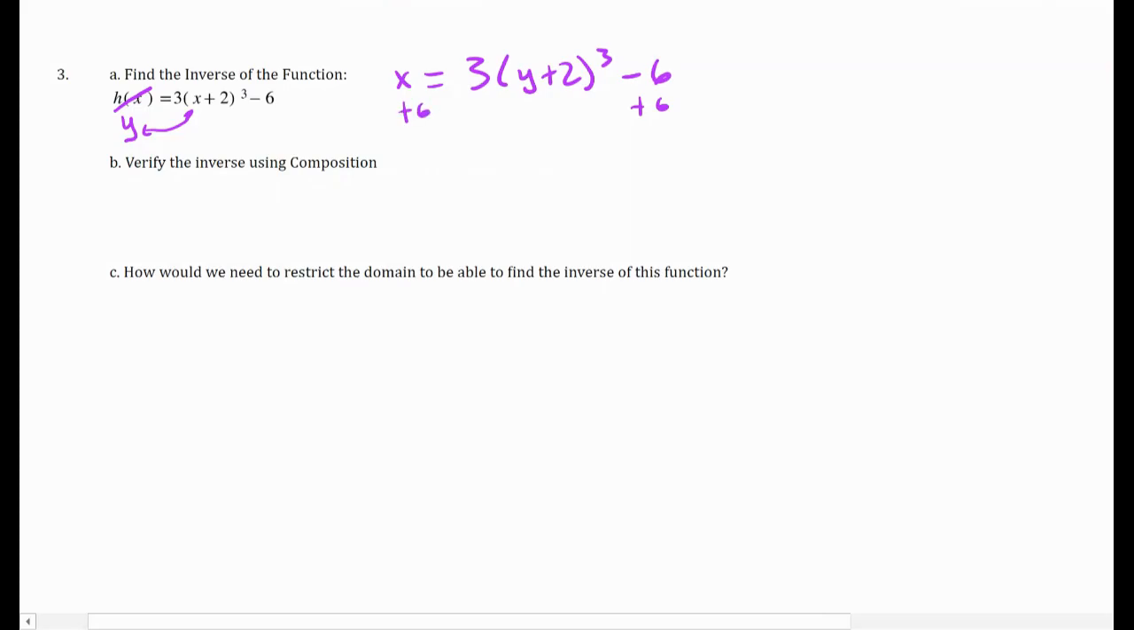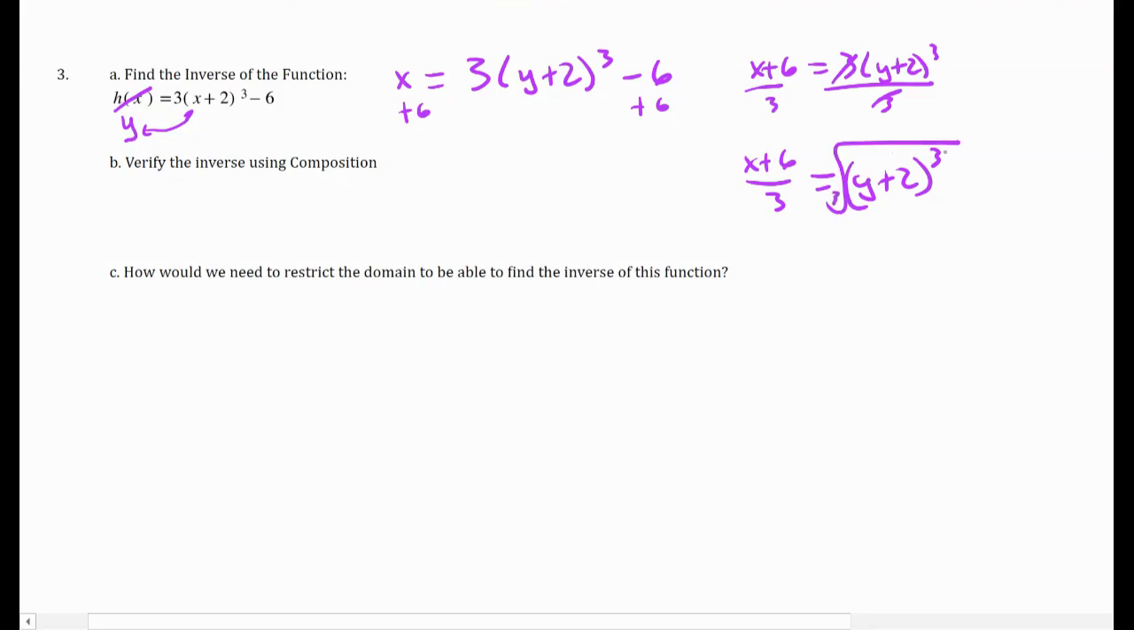So add 6 to both sides. Then I divide by 3 on both sides to get rid of that. I have (x plus 6) over 3 equals (y plus 2) cubed. Now I have to take the cube root so I can get rid of all of that. So I have the cube root of (x plus 6) over 3 equals y plus 2.